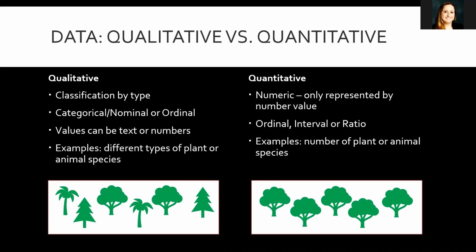Looking back at the qualitative data example, the quantitative data would be the count of the different types of trees. There are 2 palm trees, 2 pine trees, and 2 oak trees, so the quantitative data value of each one is 2.